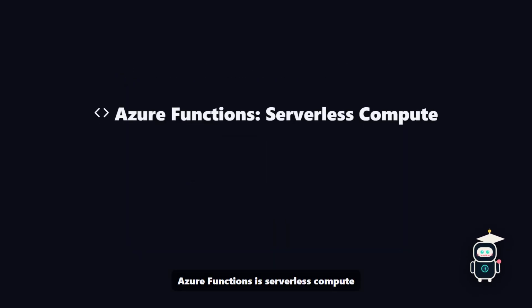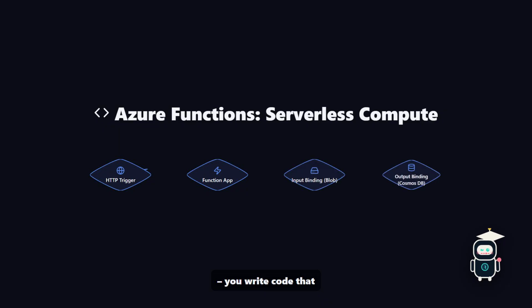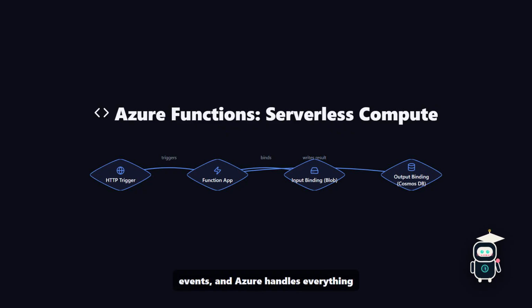Azure Functions is serverless compute. You write code that runs only in response to events, and Azure handles everything else. No VMs to patch, no scaling to configure.